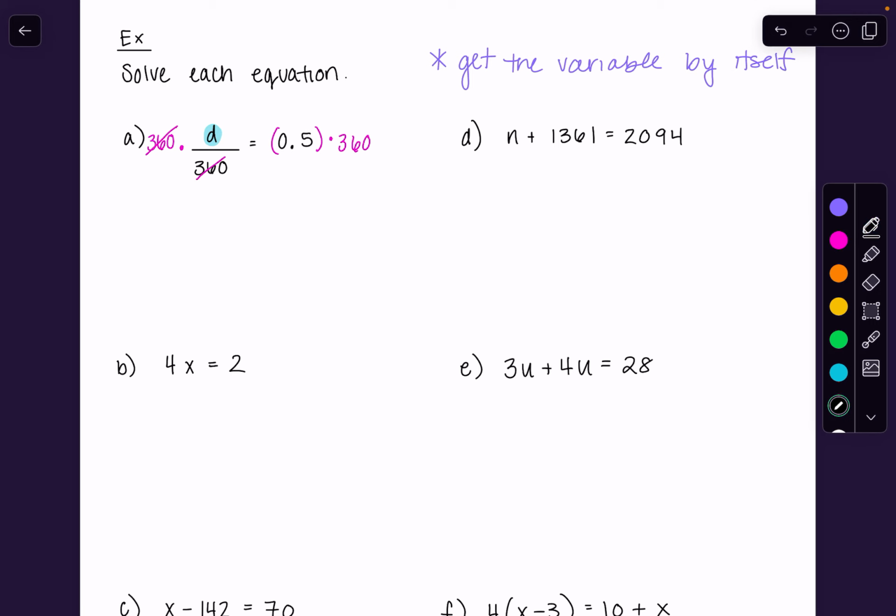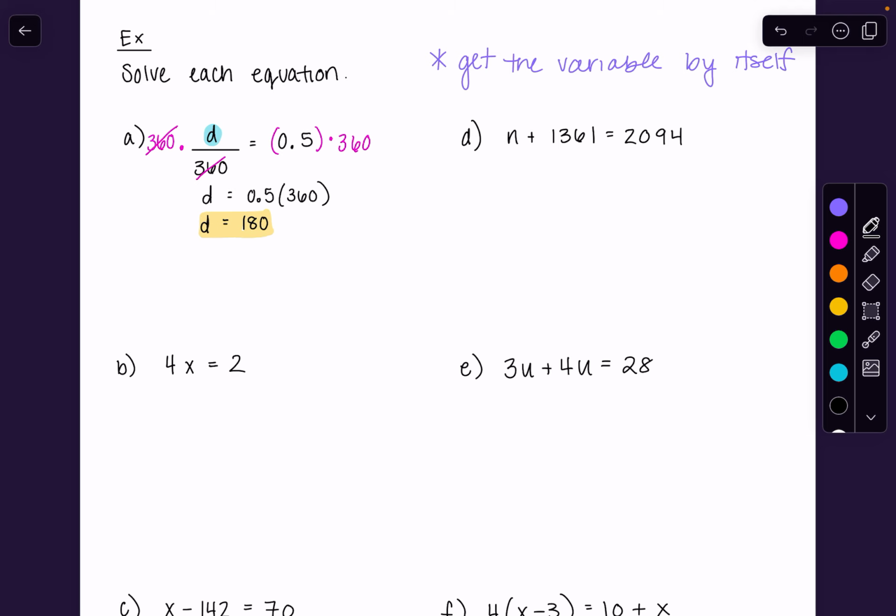But at least in doing so, now on the left-hand side, I'm just left with my variable D. And on the right-hand side, we need to figure out what is 0.5 times 360. So if you plug that into your calculator, or you can do it in your head, you're looking for half of 360. The value of D that solves this equation is 180.